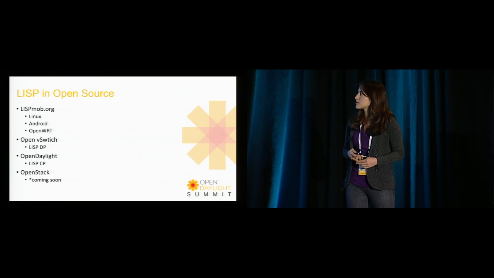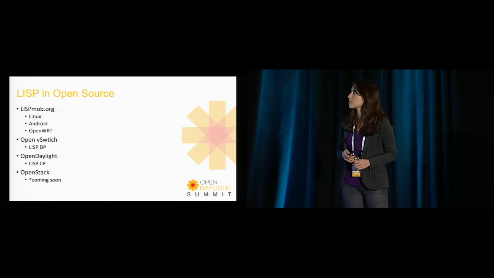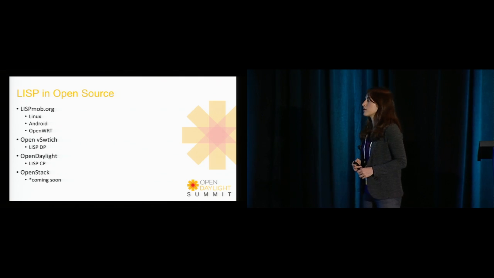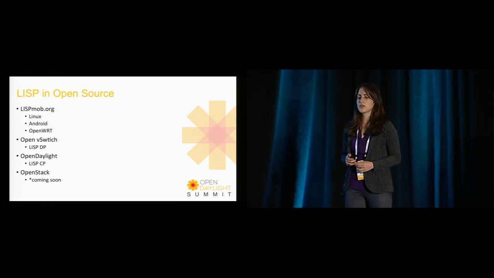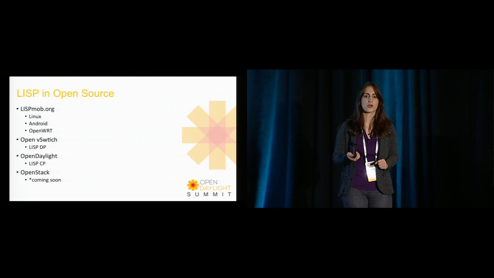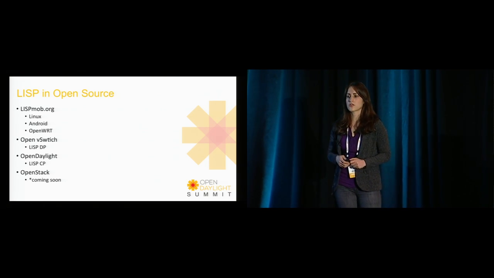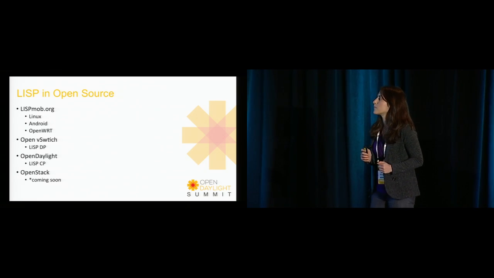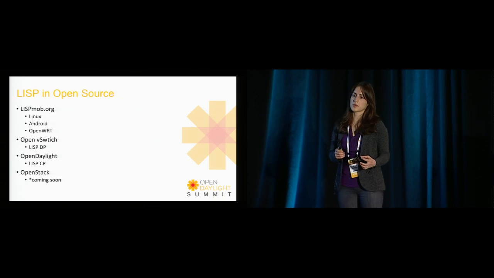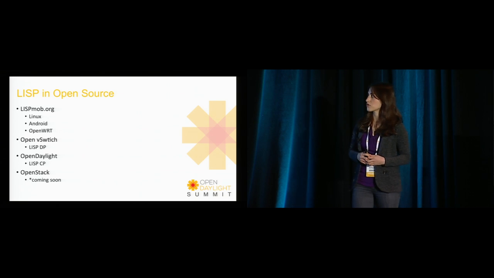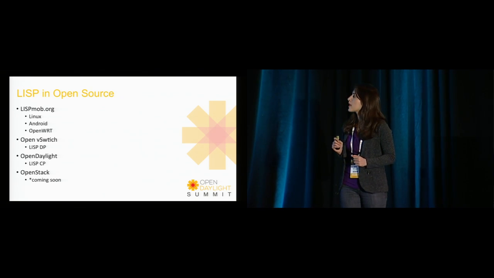Now looking at the options that are available in the open source community for LISP. The main one is lispmob.org. It provides a LISP router code for Linux, Android, and OpenWRT. So you can go to lispmob.org, download the code, and run it on your Linux, and you have a LISP tunnel router. You won't have a mapping system. It will be just a LISP data plane and control plane that runs on a LISP router.